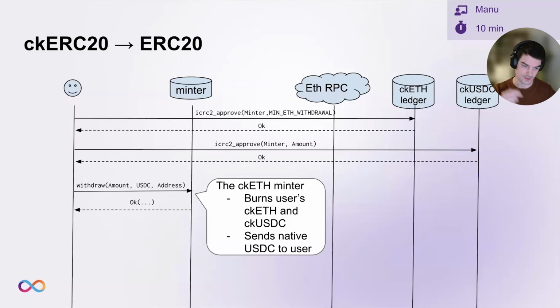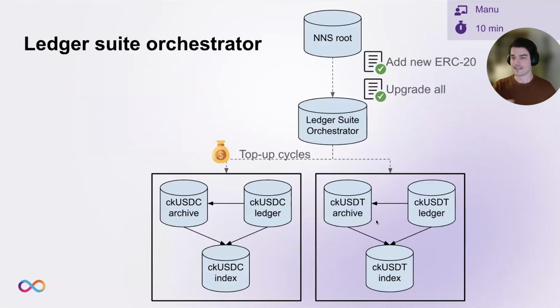And because we burned some of the user's CK ETH, the minter now has native ETH freely available to pay for that transaction. There's a lot more detail there, but I guess we won't have time to get into that. But again, the user just makes these calls and then the minter will take care of everything else, which we think is a usable way to do it.